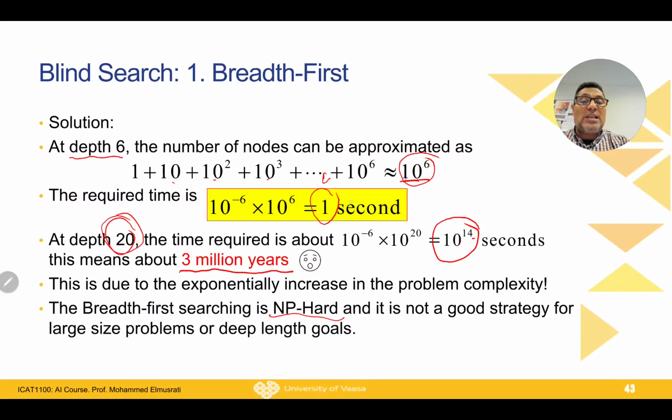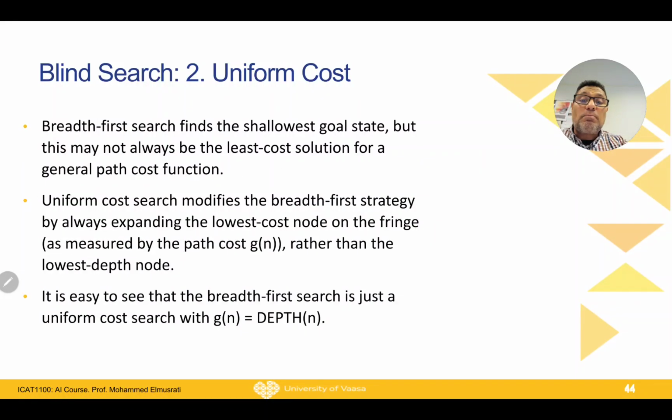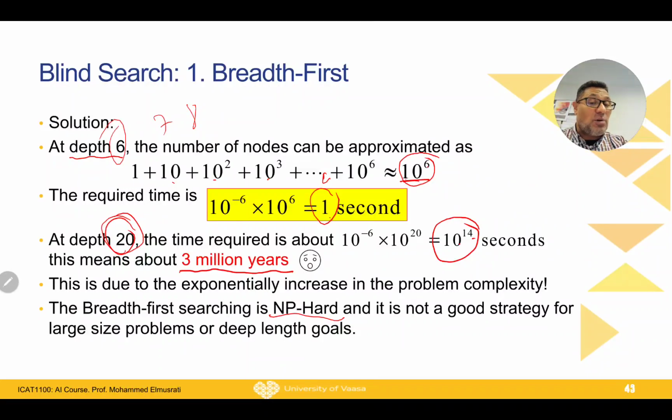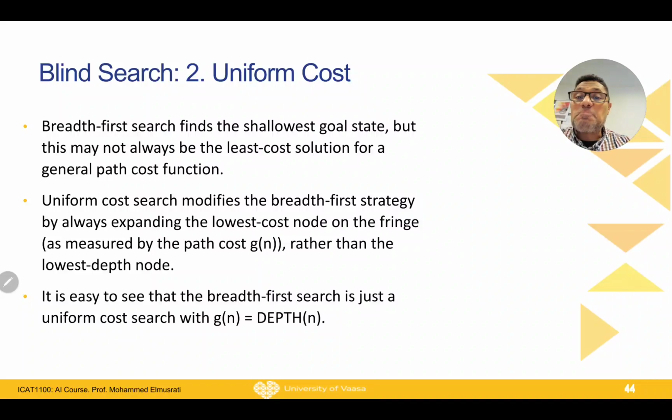So you can see that 10 to the power 6 can be solved in 1 second. But if you check 7, it might need 10 seconds, and for 8 the number increases very fast. So by depth 20 we reach 3 million years, compared with 1 second. Of course, I just computed this 3 million years from 10 to the power 14 seconds. I hope that I didn't make a mistake in that computation.